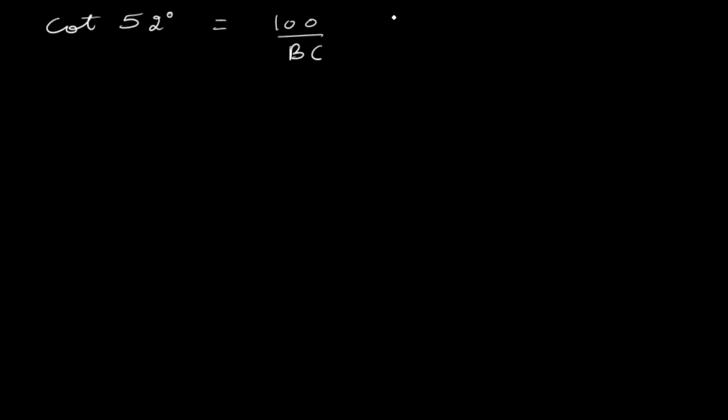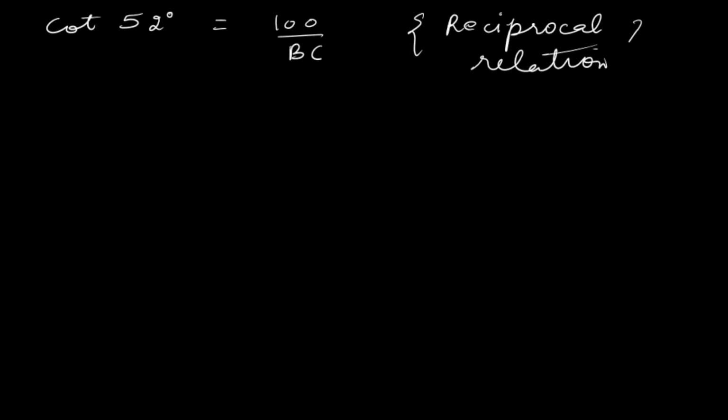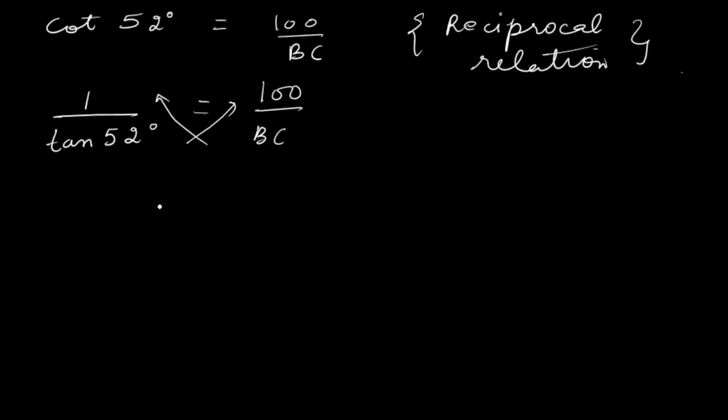Now cot 52, again here we can apply the reciprocal relation. Cot and tan are reciprocally related. So I can write cot 52 as 1 by tan 52. So this is equal to 100 by BC. Now if we do cross multiplication, BC's value will be 100 into tan 52.